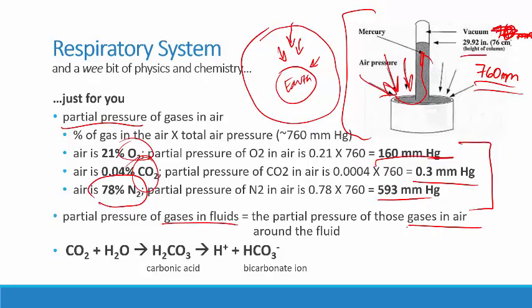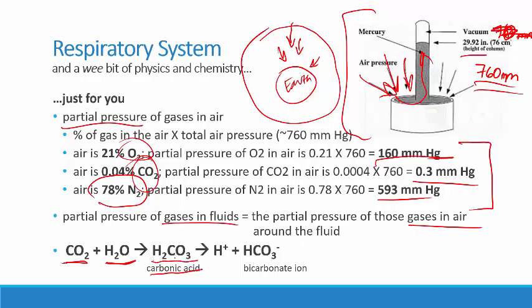Okay, so that's the physics, and now for a little bit of chemistry. When you have carbon dioxide and you dissolve it in water, for instance, in the plasma portion of blood, you produce an acid called carbonic acid. Carbonic acid is H2CO3.